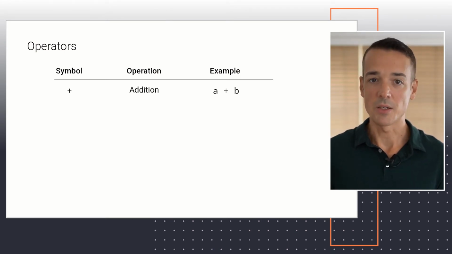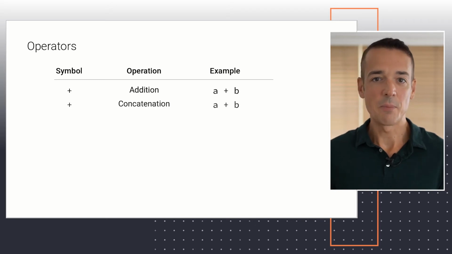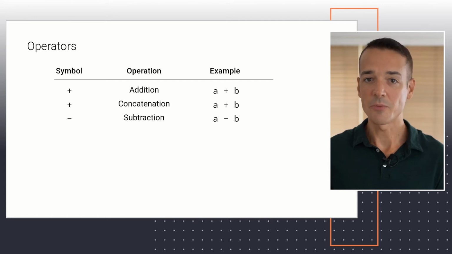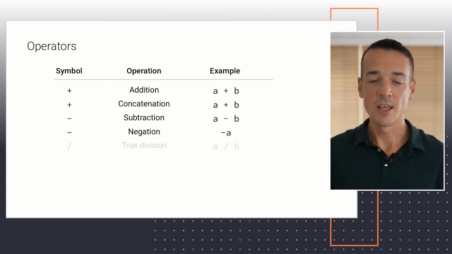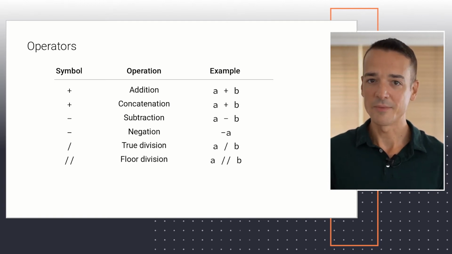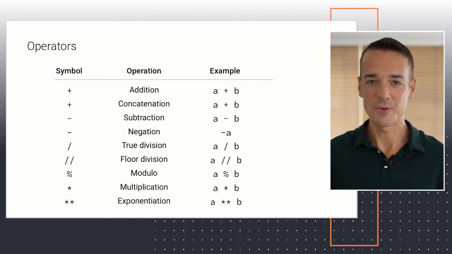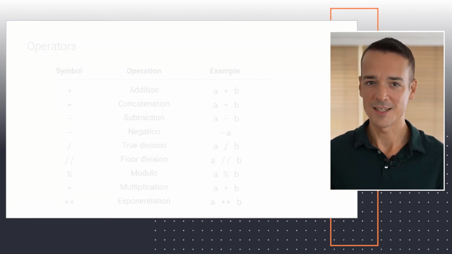We have the plus operator for additions, the plus operator for string concatenation, the minus operator for subtractions, the minus operator for arithmetic negation, the true division operator, the floor division operator, the modulo operator, the multiplication operator, and the exponentiation operator. Let me say a few words about each operator presented in this list.